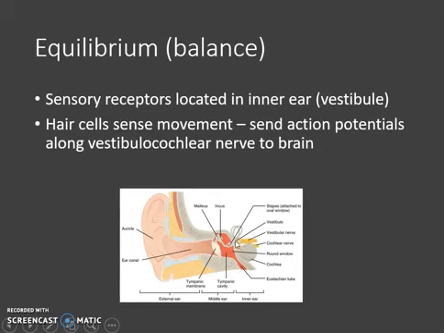And once again, hair cells, they're very similar to the hair cells that are in the cochlea, except instead of being bent or moved by sound waves, they're bent or moved when you change the orientation of your head. And both equilibrium and your sense of hearing are sent to the brain through the vestibulocochlear nerve. And equilibrium, also known as balance, is also known as your vestibular system.